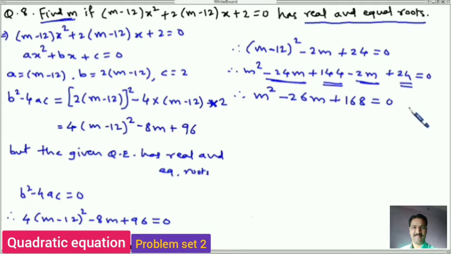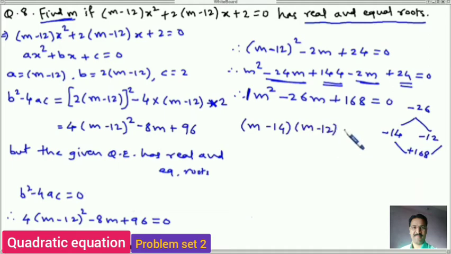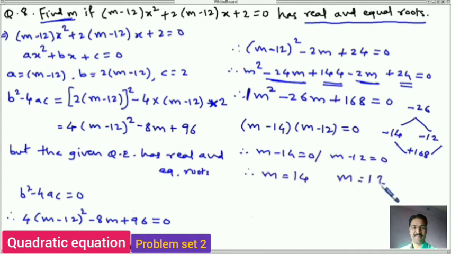If you observe here, we can find that it is 14 and 12. Okay. So here minus 26, so we are going to make the splitting, that is minus 14 and minus 12. So their product we can find, that is 168 here. Okay. Because 1 is there, we can write directly, that is (m minus 14)(m minus 12) is equal to 0. Now m minus 14 equal to 0, m minus 12 equal to 0. So m is equal to 14 and m is equal to 12.